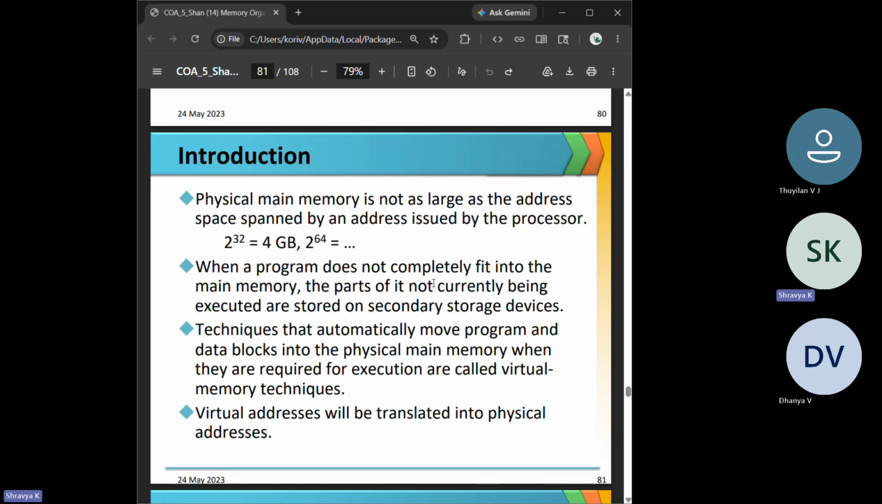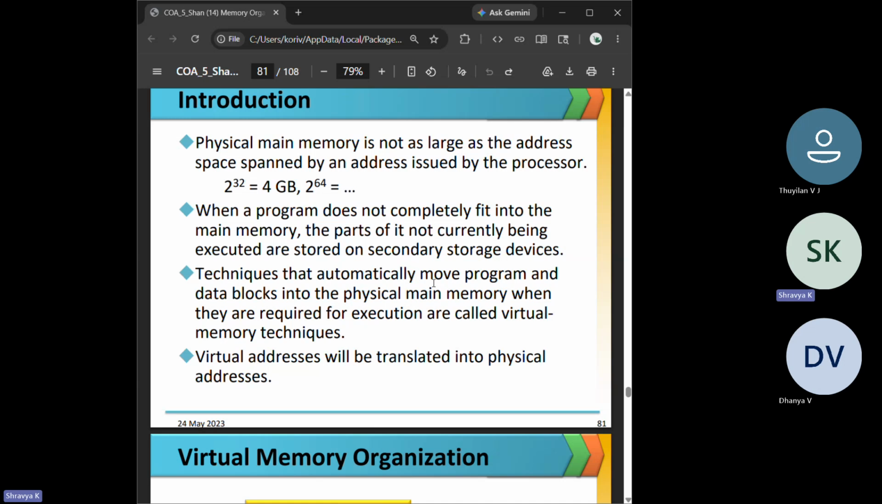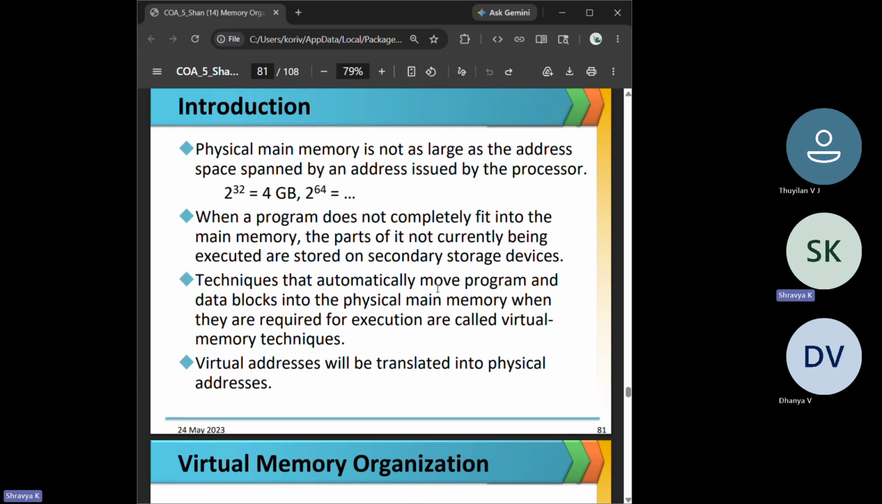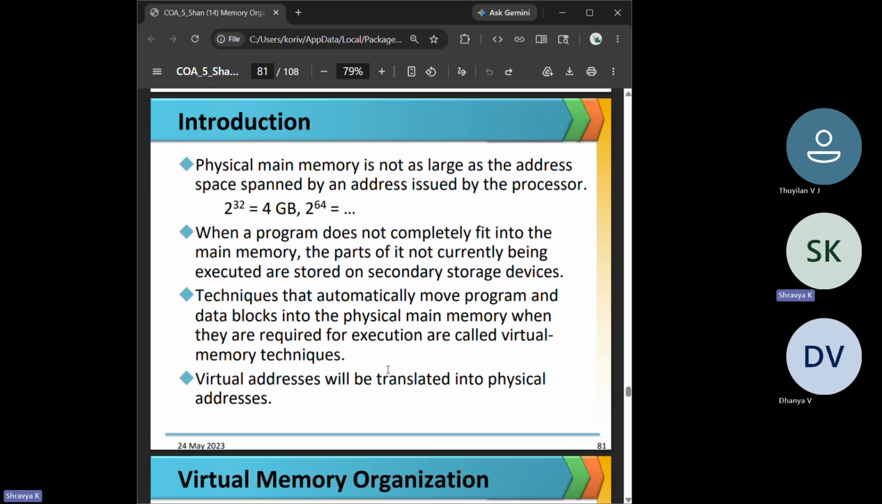So basically a program may not completely fit into the main memory, and the parts that are not being executed are stored in the secondary storage devices. The techniques that automatically move the program and the data blocks into the physical main memory when they're required for execution are called virtual memory techniques, right? So virtual addresses will be translated into physical addresses.